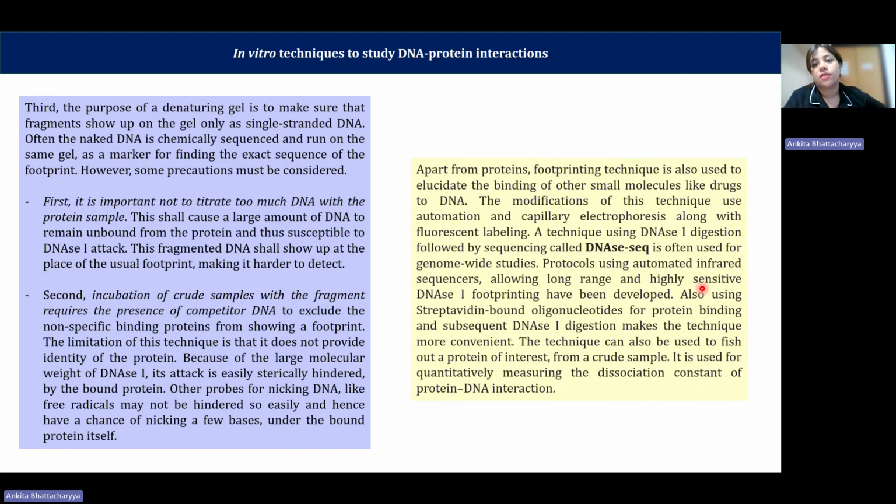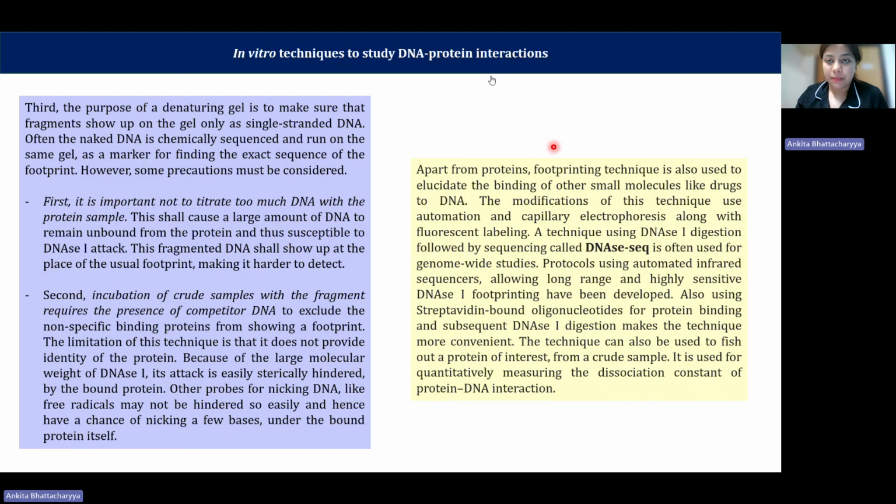That's why I mentioned it's always a more sound and more reliable practice to have purified, pure protein that you add in your in vitro experiment to avoid any such unreliable conclusions. Then other probes for nicking DNA, like free radicals, may not get hindered very easily, and therefore there can be multiple nicks which can be generated under the bound protein itself.